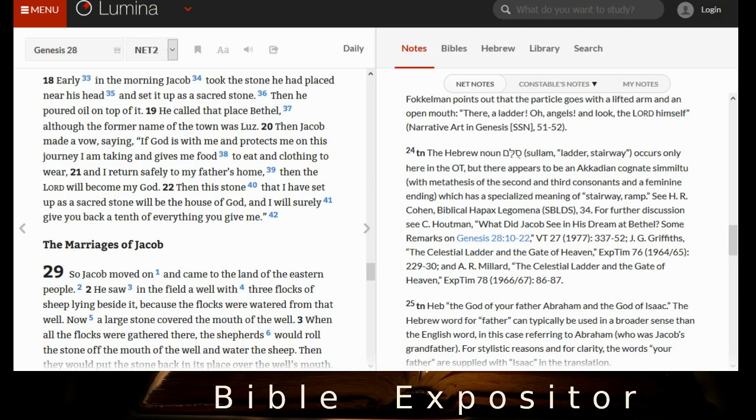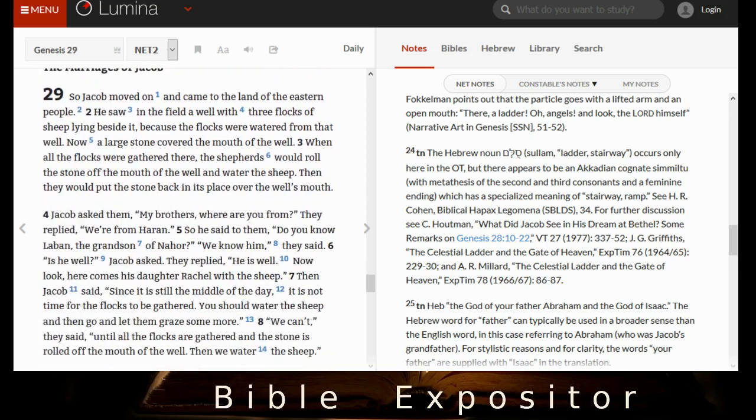Someone may, as they often do, use such things as proof texts to impose tithing on the church because it's outside the laws of Moses. So let's go on to chapter 29.